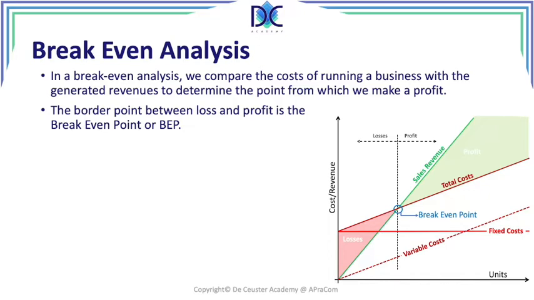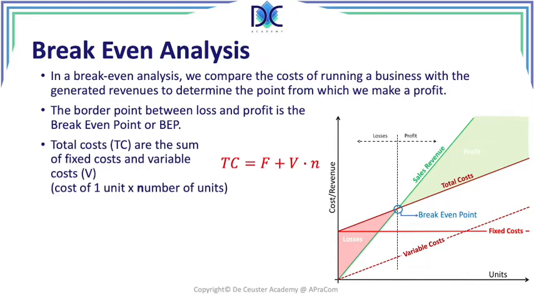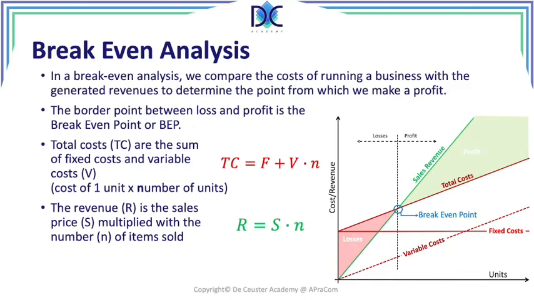We have different elements. We have fixed cost and variable costs, which lead to the total cost. The total cost is the sum of the fixed cost plus the variable cost, and the variable cost is, for example, V, the cost for 1 unit, multiplied with the number of units. The second element is the revenue. The sales revenue is the sales revenue for 1 unit multiplied with the number of units sold.